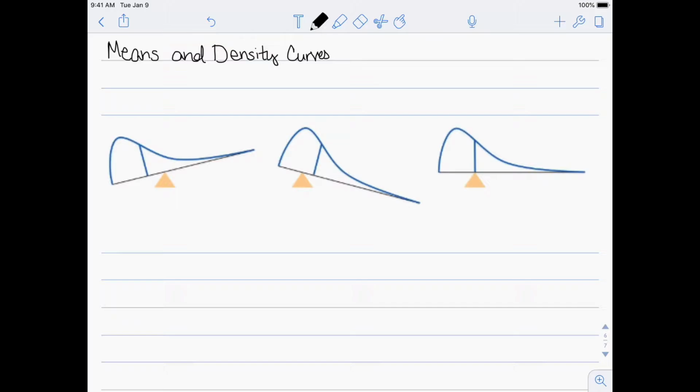So it is possible to find the mean on these, although it's kind of hard, to be honest, because it's hard to visualize exactly where this balance point would be without having a physical fulcrum and a three-dimensional object to try to balance it. But it can give us a rough approximation.